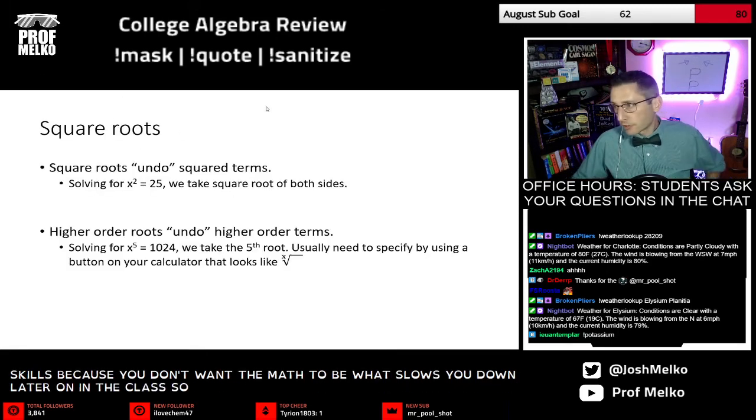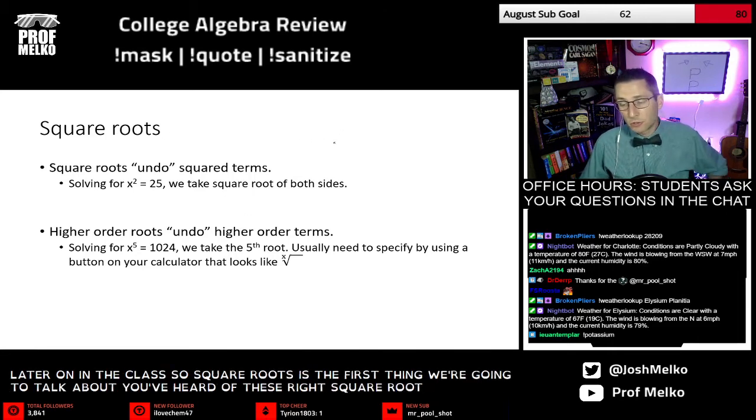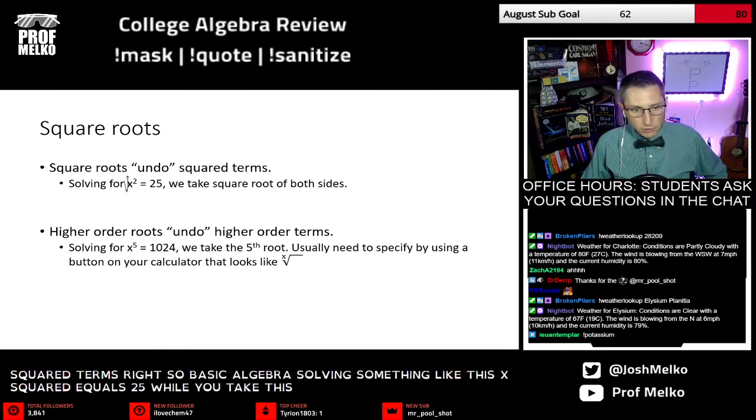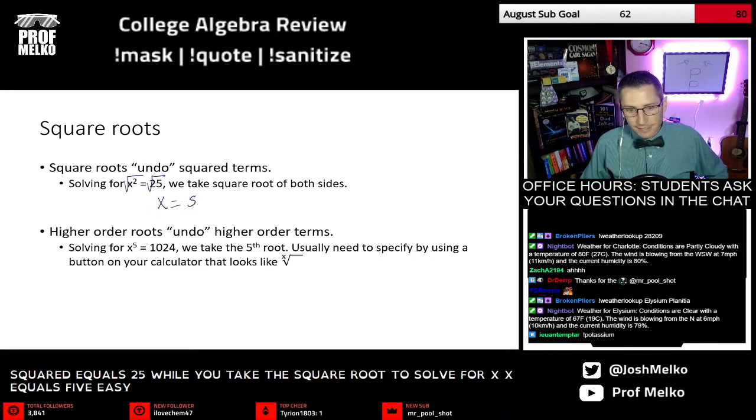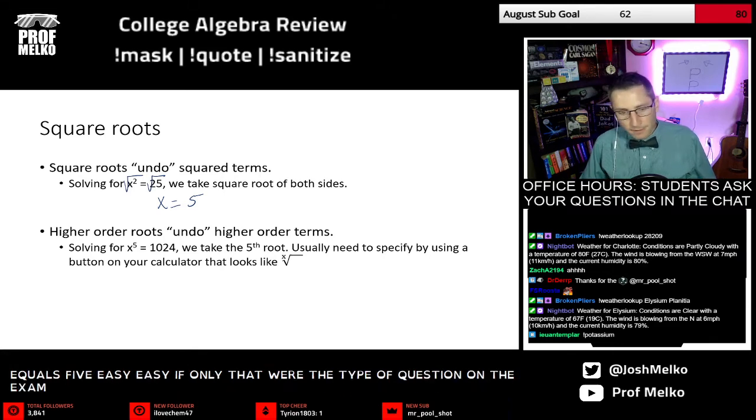So square roots is the first thing we're going to talk about. You've heard of these, right? Square roots undo squared terms. So basic algebra is solving something like this: x squared equals 25. Well, you take the square root to solve for x. x equals 5. Easy, easy. If only that were the type of question on the exam. The type of question on the exam might have higher order roots.